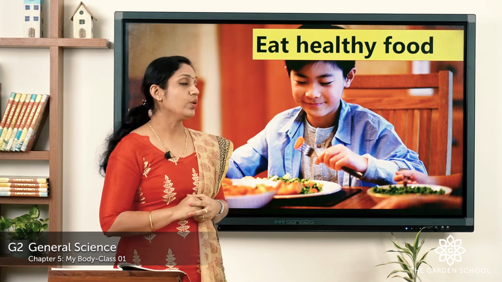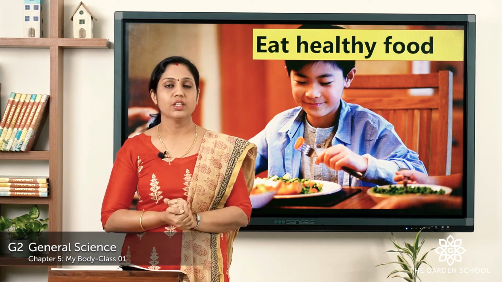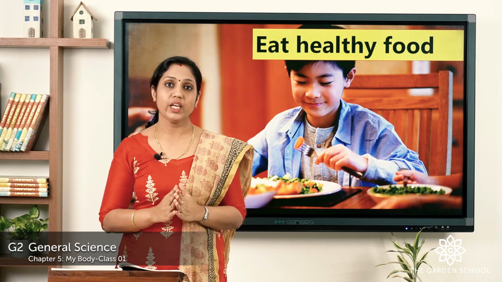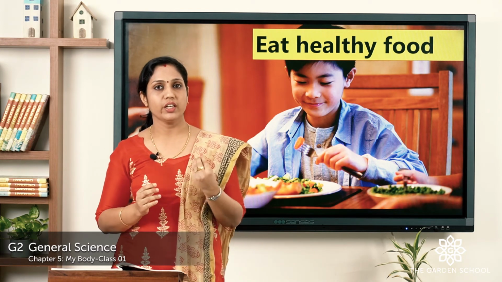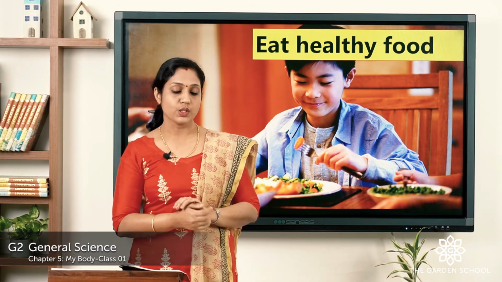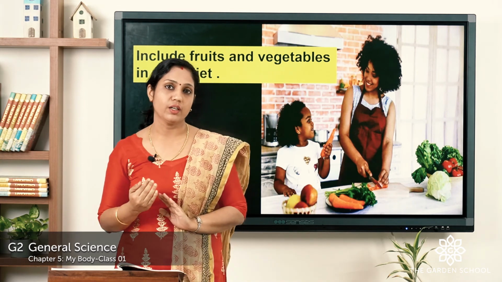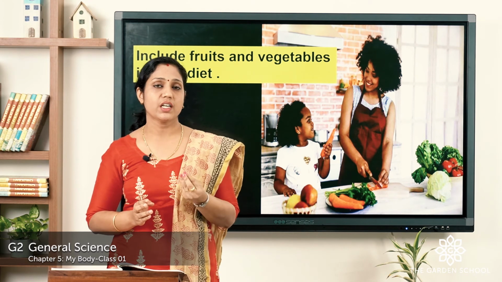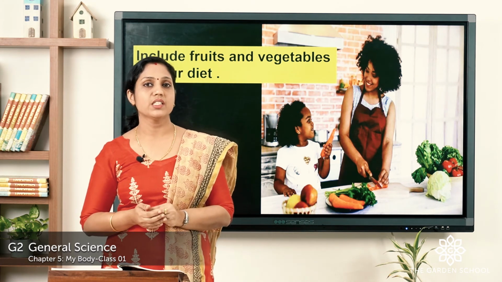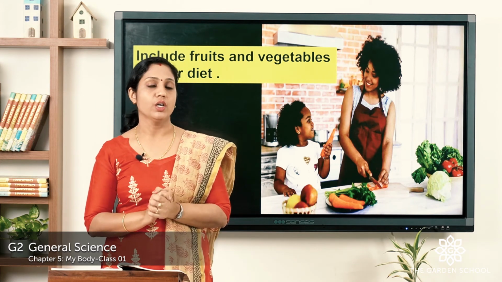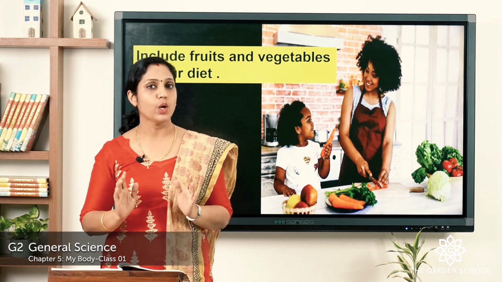How can you take care of your body? You need to eat healthy food. So our body needs food to grow and become strong. So you have to eat healthy food. Include grains like rice, wheat, oats in your diet. Also, it's important that you include fruits and vegetables in your diet. Fruits and vegetables contain lots of minerals and vitamins, which our body needs to grow and become strong. So never avoid fruits and vegetables.